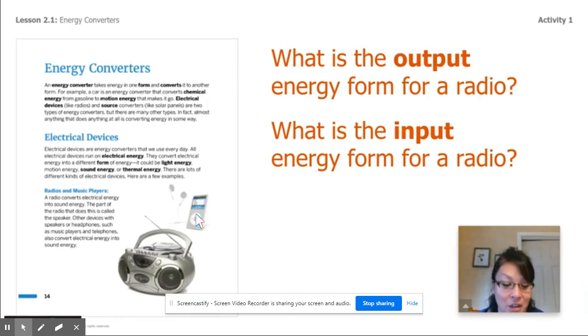You are correct. It's sound energy. Nice job. What is the input energy form for a radio? So what energy does it have to use in order to make sound energy? Yep, you're correct. Great job. It is electrical energy. So on page 14, it says that a radio converts, or changes, electrical energy into sound energy. So electrical energy is the input. That's what's going into the radio. And sound energy is the output. That's what's coming out of the radio.